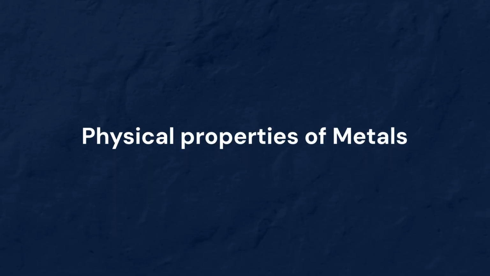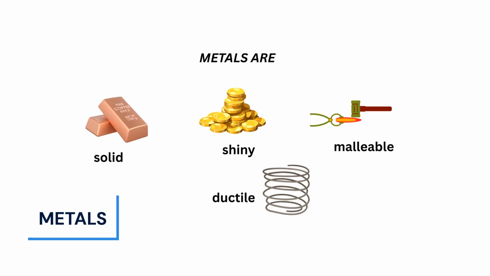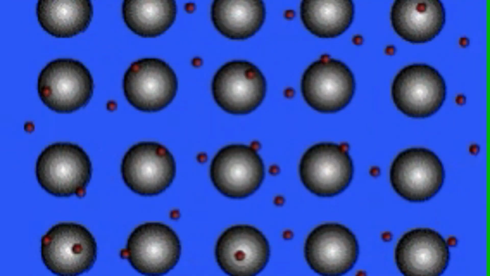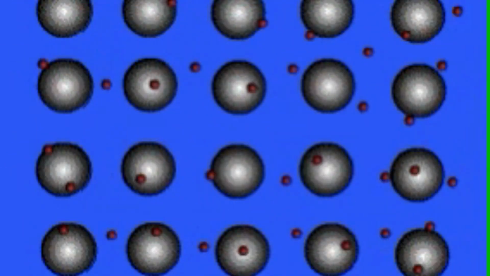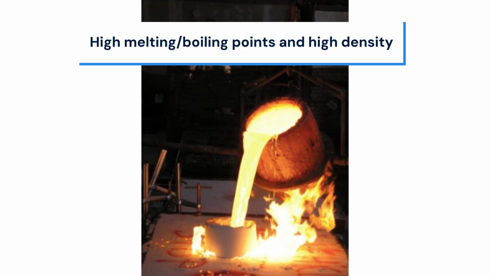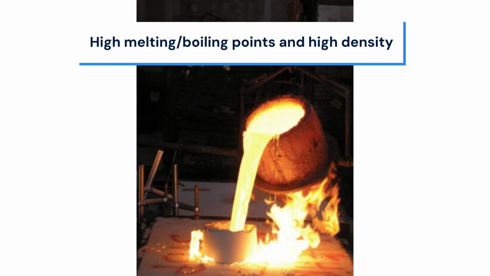Physical properties of metals. Metals are usually solid, shiny, lustrous, malleable, meaning they can be hammered into sheets, and ductile, meaning they can be drawn into wires. They are good conductors of heat and electricity because their sea of electrons can move easily. They are sonorous, ringing when hit, and generally have high melting and boiling points and high density.